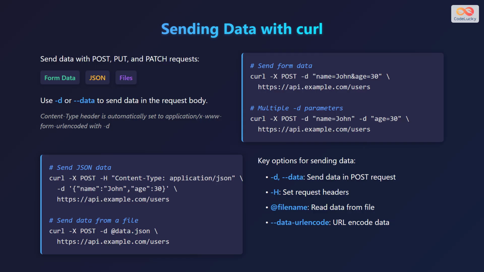To send JSON data, use curl -X POST -H to set the content type header to application/json, then -d followed by the JSON data and the URL. You can also send data from a file using curl -X POST -d @filename, followed by the URL. Key options for sending data include -d or --data to send data in a POST request, -H to set request headers, @filename to read data from a file, and --data-urlencode to URL encode the data.